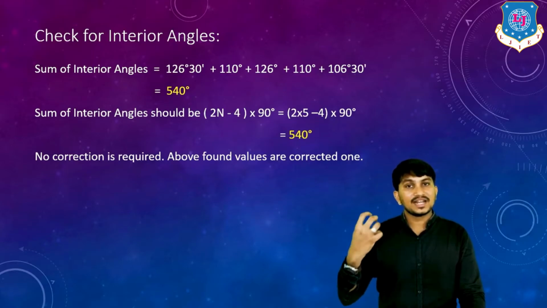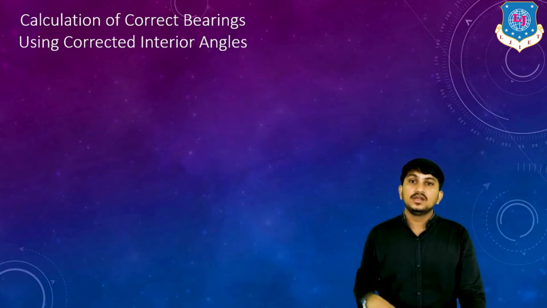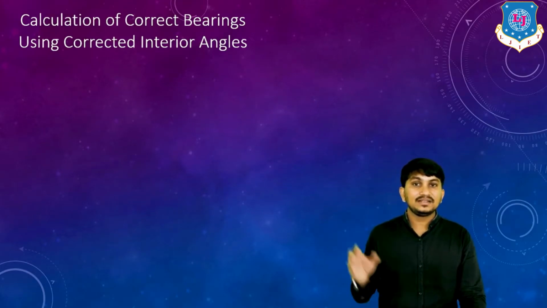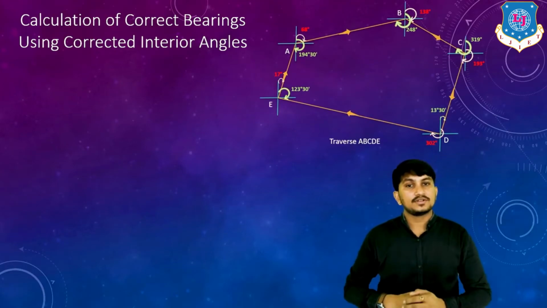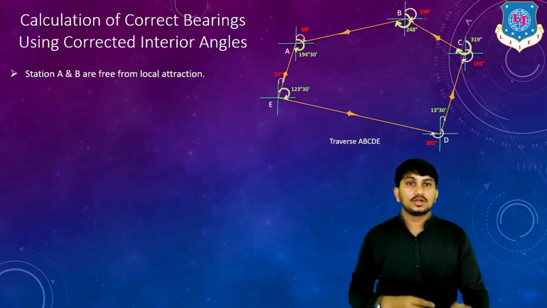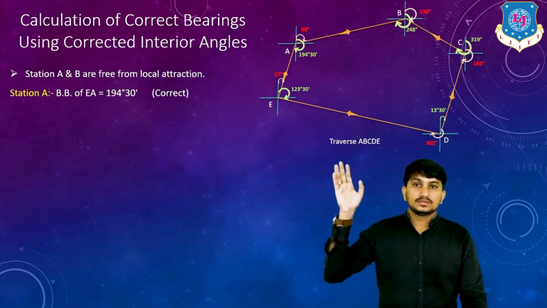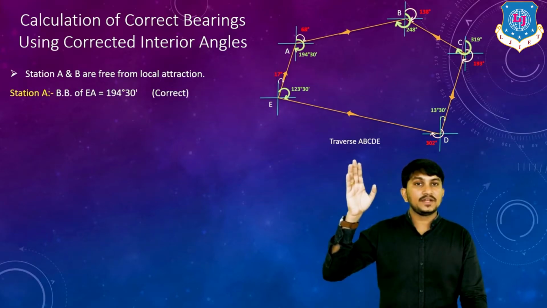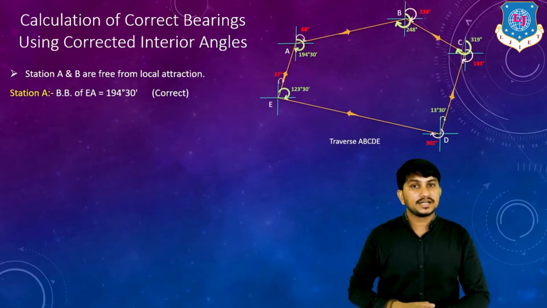So after finding these corrected interior angles, we can go for calculation of corrected bearings using these corrected interior angles. For that, we have to redraw this traverse. We start with the stations which are free from local attraction and the readings which are the corrected ones. So station A and station B are free from local attraction, so the readings taken from stations A and B are the corrected ones.